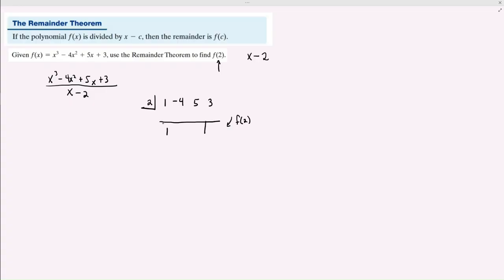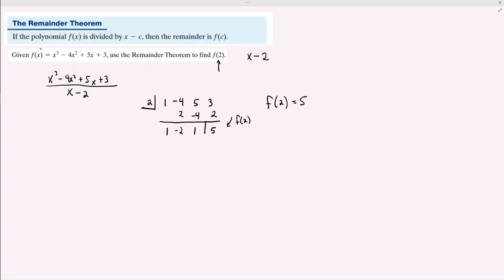Okay, so let's get started here. 2 times 1, add those, we get negative 2, we get negative 4 here, 1 here, and a 2 here. So when I add this last column, I get 5. So by the remainder theorem, f of 2 equals 5.